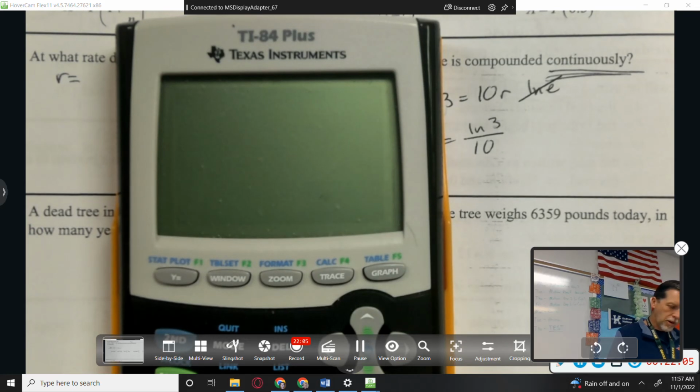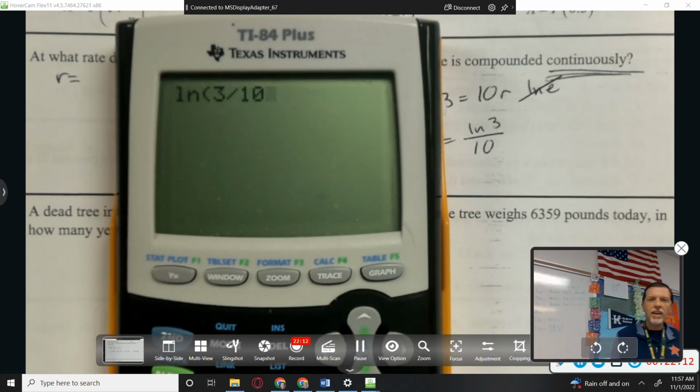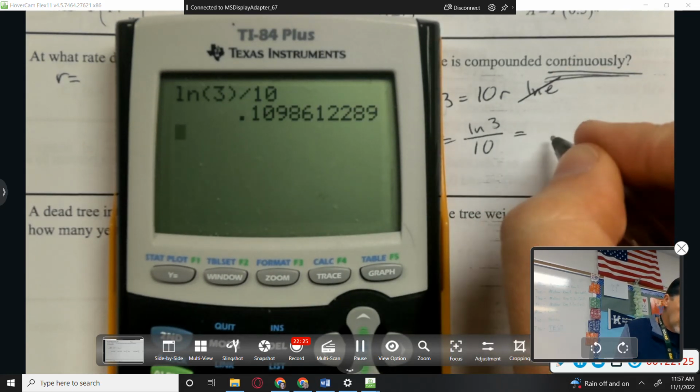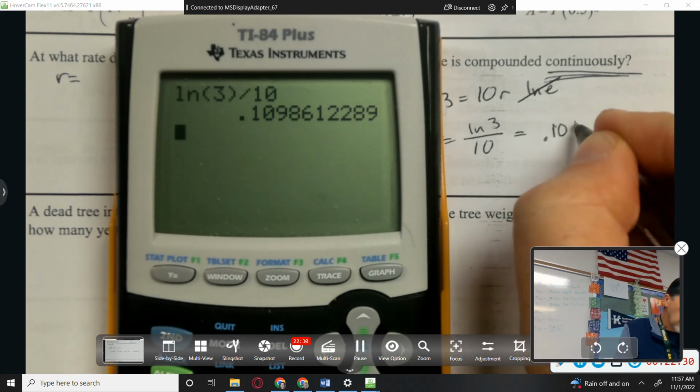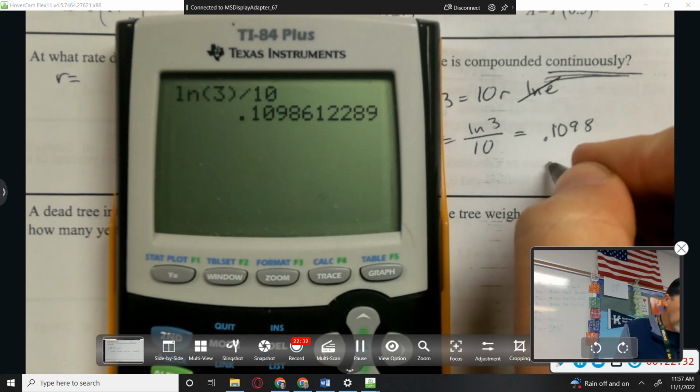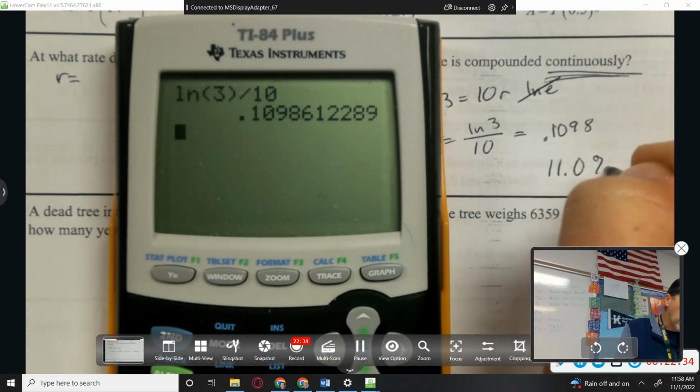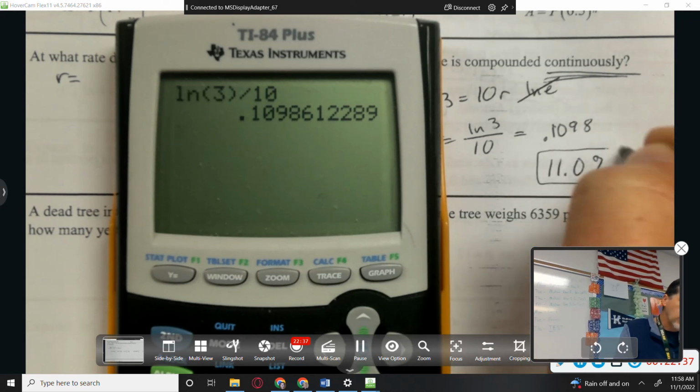Be careful. Watch what I'm writing in the calculator. Natural log of 3 divided by 10. Is that going to be the right answer? No, because it's going to be the natural log of 3, close parentheses, divided by 10. What do you round to? 3 decimals usually. So if I want to put it as a percent, it would be 11.0%.